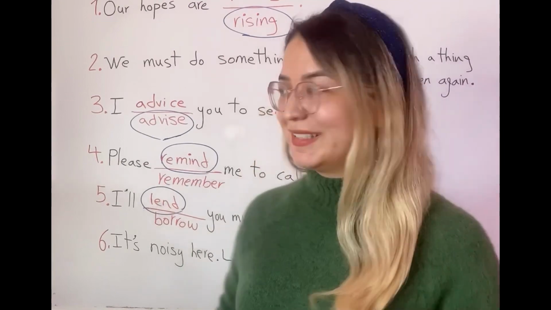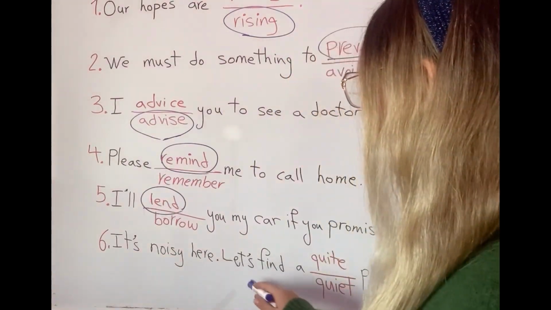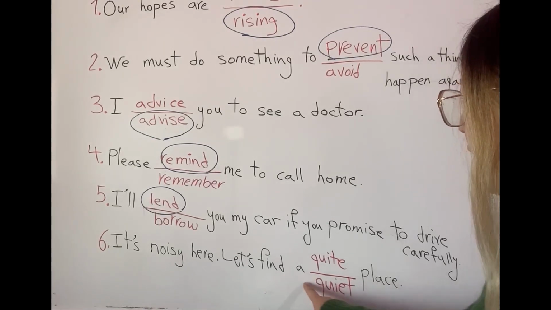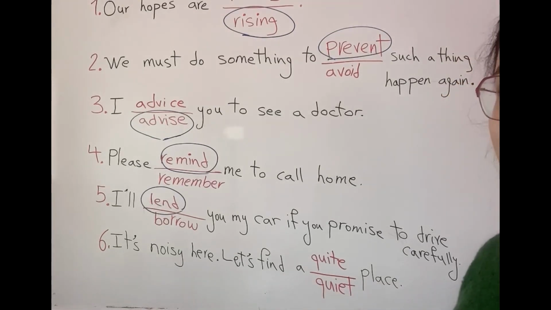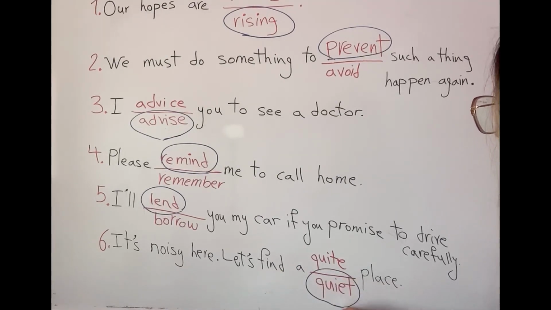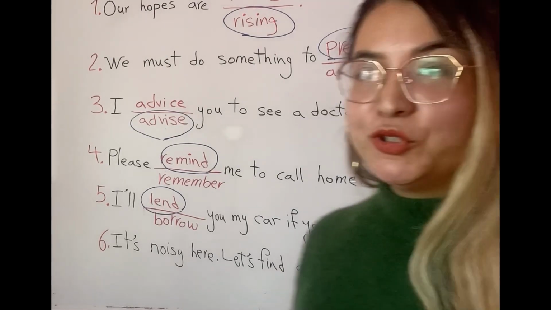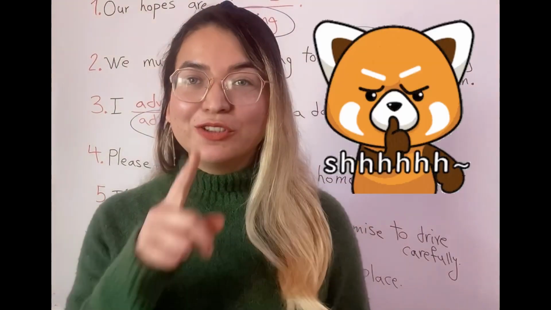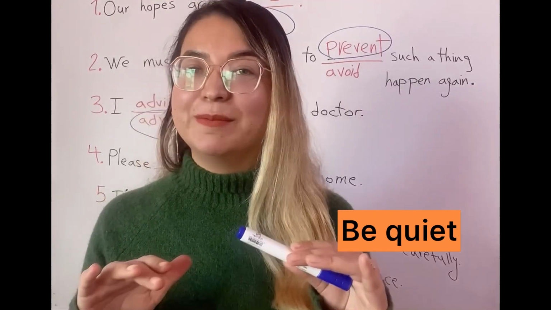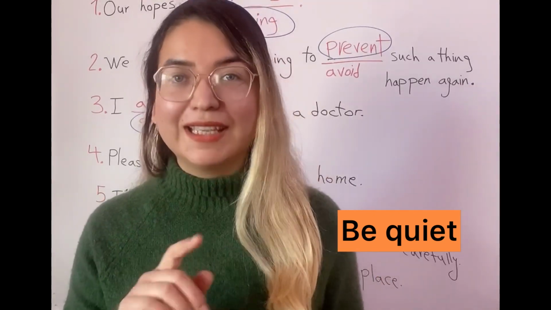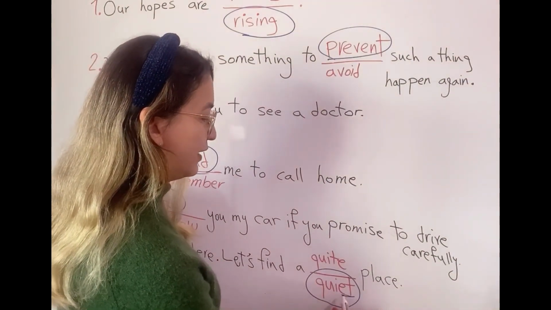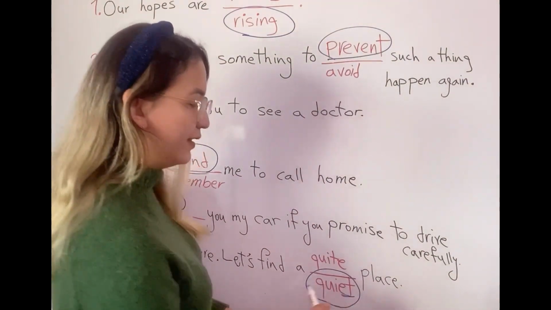Now number 6. It's noisy here. Let's find a quite place or let's find a quiet place. Which one is the answer? Yes, let's find a quiet place. I'm sure that you heard shh, be quiet. It means that to calm down, speak slowly, yes, be quiet. So here, quiet.